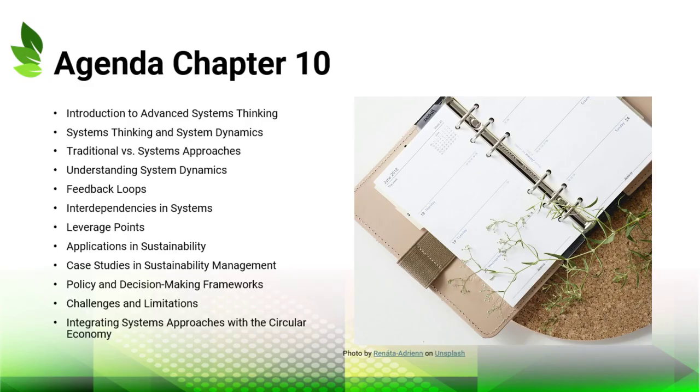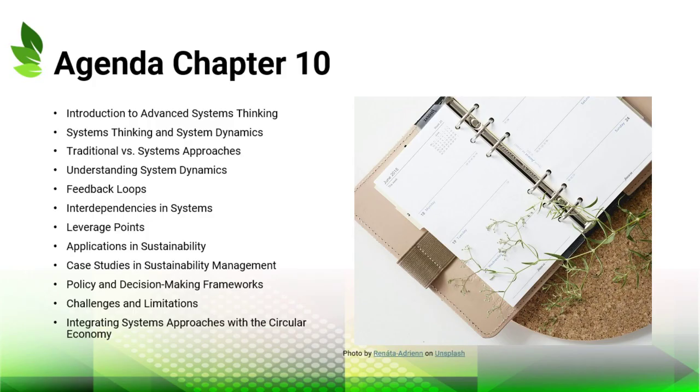In this chapter, we will explore the foundations and applications of advanced systems thinking for sustainability transitions. We begin with an introduction to advanced systems thinking, followed by an explanation of systems thinking and system dynamics. Next, we compare traditional approaches with systems thinking, highlighting the limitations of linear methods and the benefits of a systemic perspective. We will then delve into understanding system dynamics, focusing on feedback loops, interdependencies, and leverage points within systems.